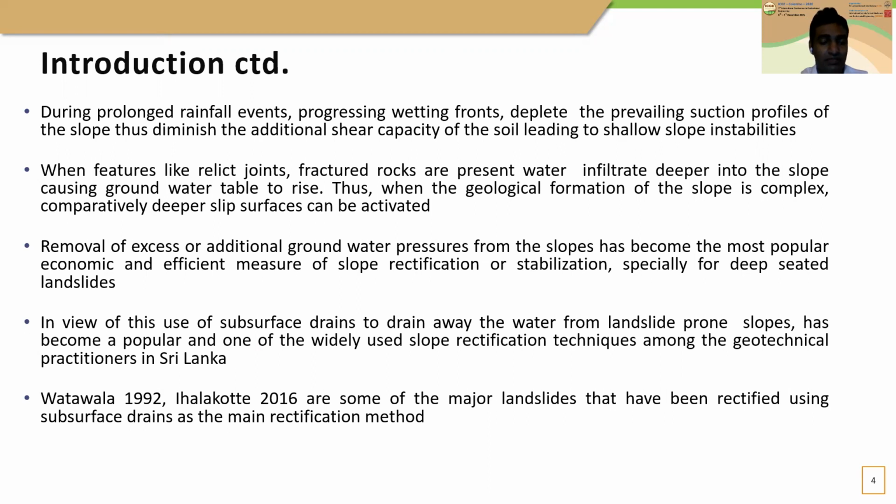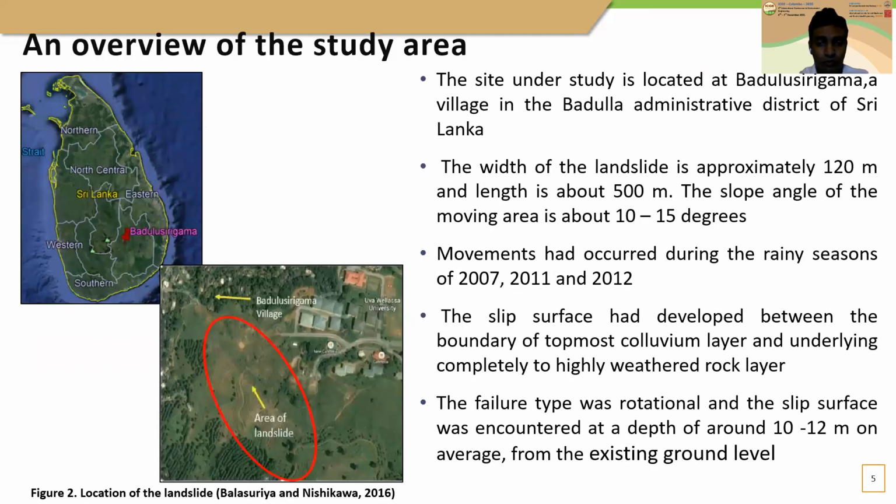comparatively deeper slip surfaces. So when rectifying or mitigating these slopes, the main focus should be to control the rise of groundwater table and to direct the water paths away from the slope body. In view of this, surface and subsurface drainage improvement have been widely used in Sri Lanka, and rectification of Butterworth landslide in 1992 and Nihalakot in 2016 are some of the major events that have been rectified using such drainage measures.